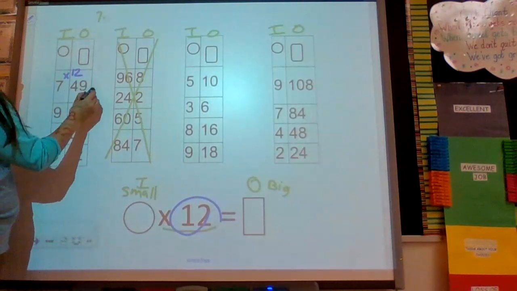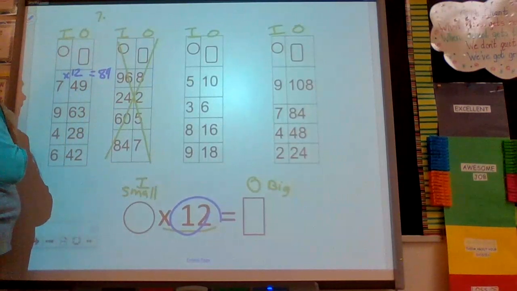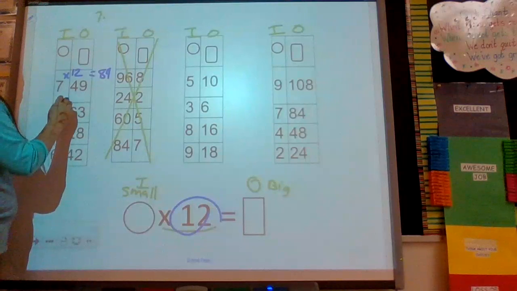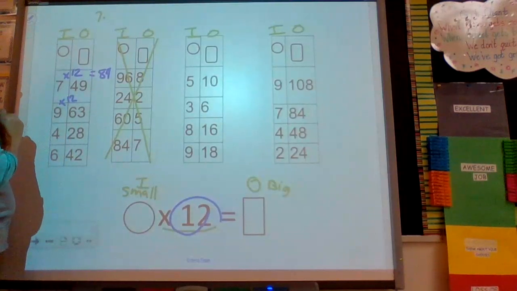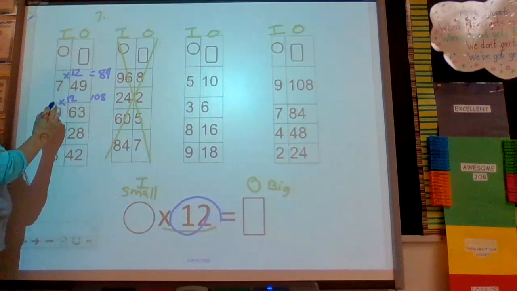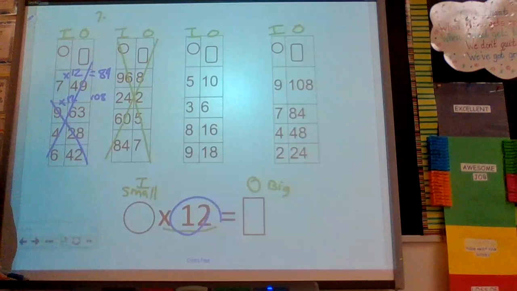We should get what? That's one of our rules on our chart, 84. Do we get 49? No. 7 times 12, 9 times 12, is that going to give us 63? No, that's 108. So, will this one work? No, that's not fitting in there.